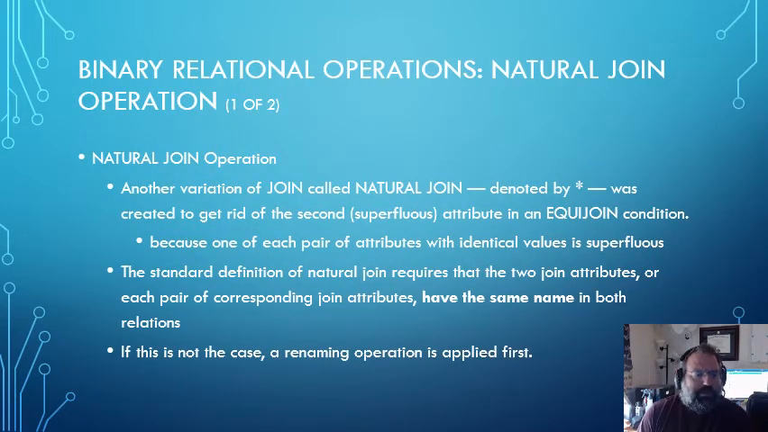Natural join operation. Another variation of a join is called a natural join. It's denoted by a star. It was created to get rid of the second superfluous attribute of an equijoin condition, because one of the pair of attributes with identical values is superfluous, which basically means that you don't need both sides of the equality. The standard definition of a natural join requires that the two join attributes, or each pair of corresponding join attributes, have the same name in both relations. If this is not the case, a renaming operation will be applied first.